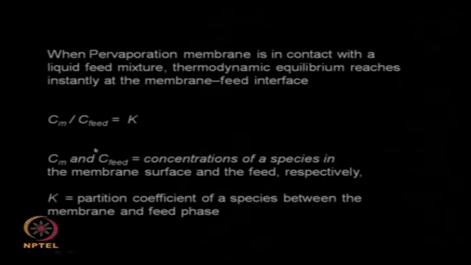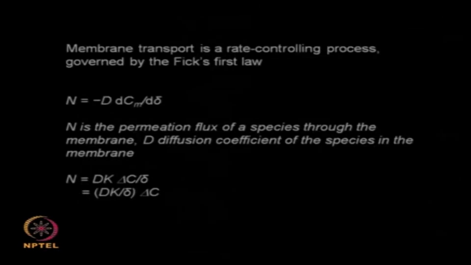so we can put in a partition coefficient like in solvent extraction. So you will have a partition coefficient K which is given by Cm by C feed. Cm is the concentration of the species or solute at the membrane surface, C feed is the concentration in the feed, and K is of course the partition coefficient between the membrane and the feed phases.